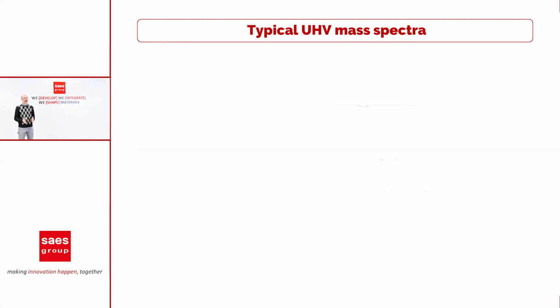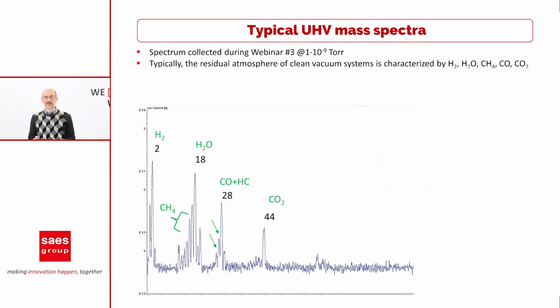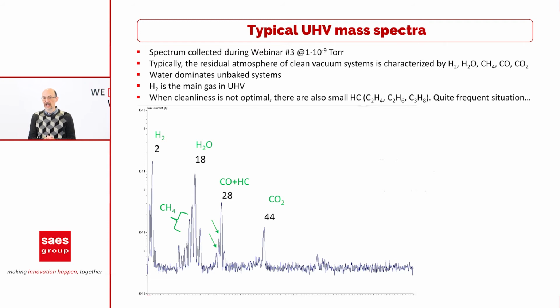Let's see how a typical UHV spectrum looks like. This is the spectrum we collected during the last webinar at about 1 to the minus 9 torr. Typically, the residual atmosphere of clean vacuum chambers is characterized by hydrogen, water, methane, CO, CO2. Water dominates unbaked systems, while hydrogen is the main gas in UHV. It is not so easy to get completely rid of small hydrocarbons.